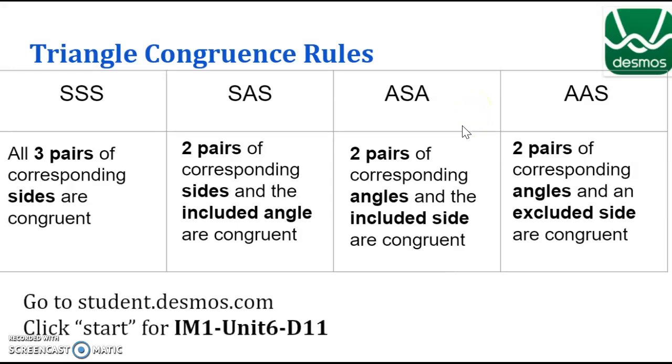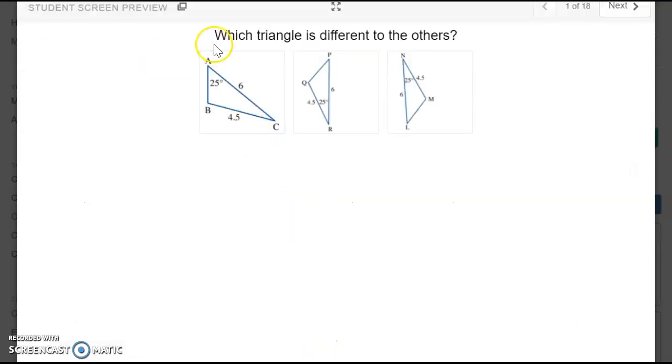Okay, so you're going to do some practice on using these rules. You're going to be working on the Desmos. So please start, and you're going to be working on cards number 1 to 16. Okay, here we go. Which triangle is different to the others? If I look at this, I have 6, 4.5, and 25 degrees in each triangle. So I have the same measurements, but which one's different?